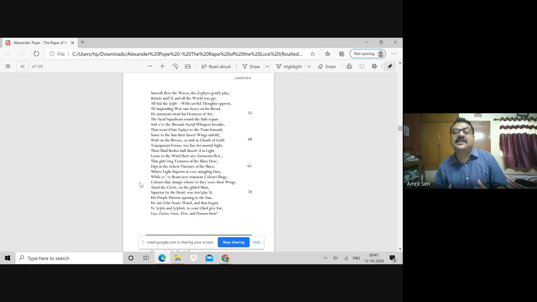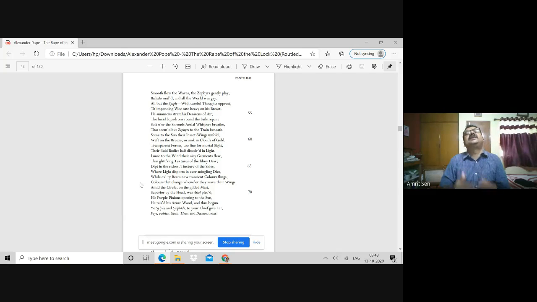"He raised his azure wand and thus began." And this is going to be the epic battle speech. What is going to be the battle speech? What and how will he define the role of the sylphs? Why did Pope put the sylphs in place in The Rape of the Lock? What is their function? Do they have any role in the satire? Or is their function merely to add an imaginative, aesthetic dimension to the poem? These are the questions that we shall take up in our next lecture.